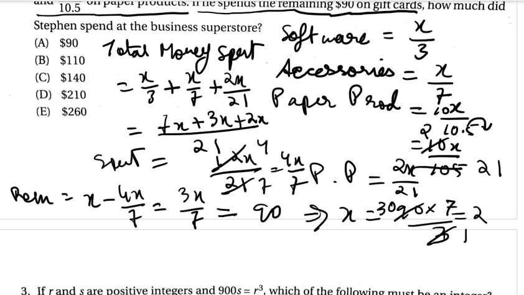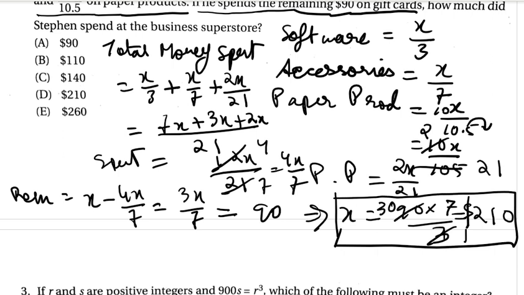330s are, that is $210. That was his original money. So what was x? X was his original money, and that is $210.